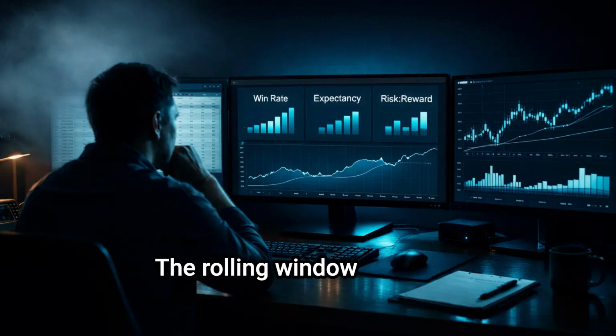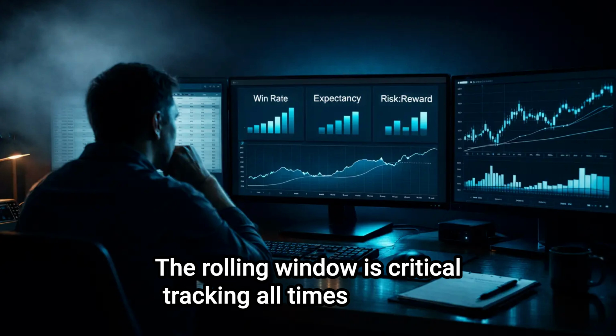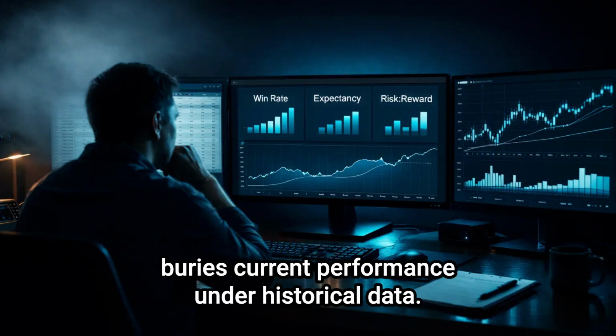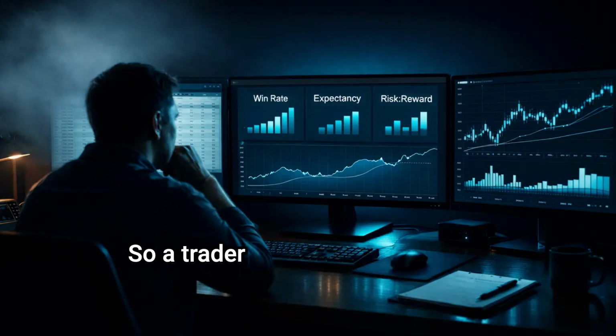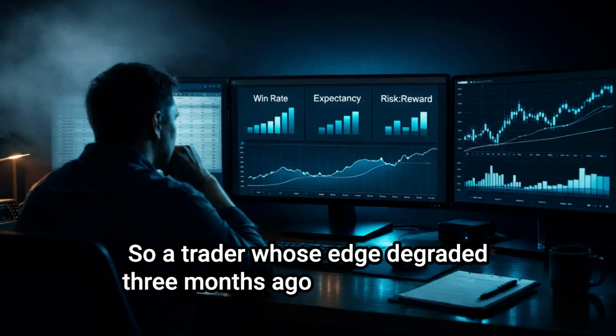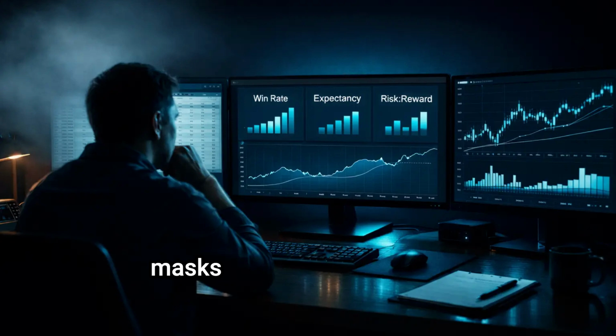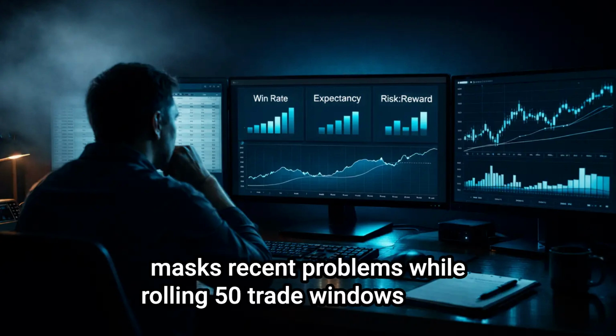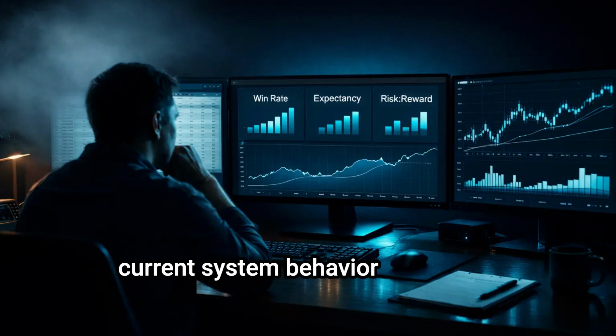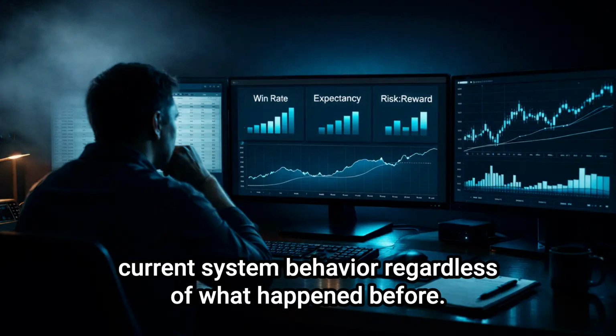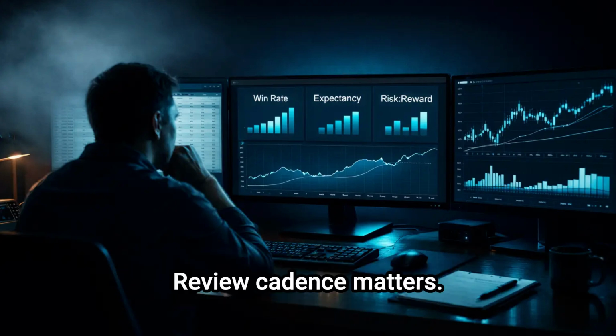The rolling window is critical. Tracking all-time statistics buries current performance under historical data, so a trader whose edge degraded 3 months ago might not notice because years of positive data masks recent problems, while rolling 50 trade windows reveal current system behavior regardless of what happened before.